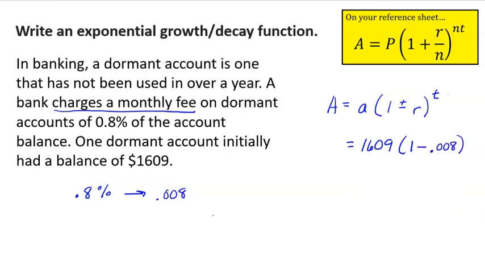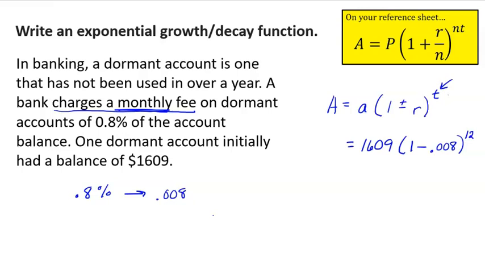0.008. And then this question is kind of a tricky one because they're saying after about a year, how much would we have? And usually t represents the number of years, but we can't forget that they're charging us a monthly fee. So this is happening 12 times within that year. So we're going to put a 12 here to represent that it's happening 12 times.